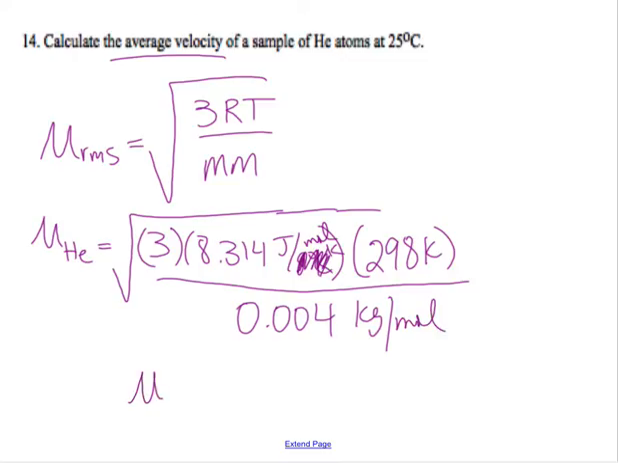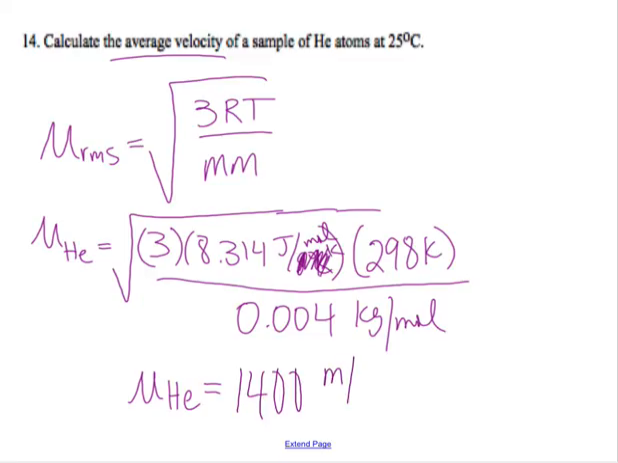So our root mean squared velocity of helium is equal to what? Give me some answers. Anybody? Anybody? Sorry, audience. Our class is a little slow today. Just give me 2. Yep, 1,400 meters per second.